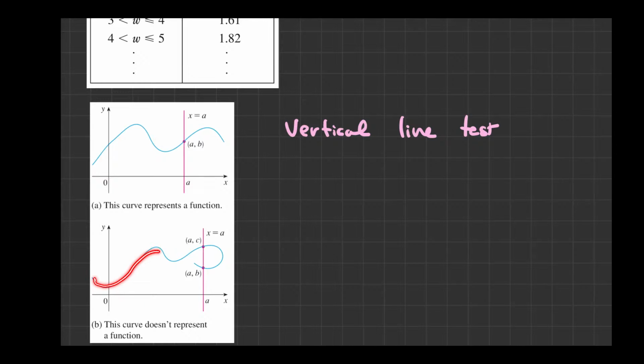But you can see here, now that we've gone back and looped around, this curve does not represent a function, because if we draw a vertical line through here, then at this point A is being mapped to two different values.